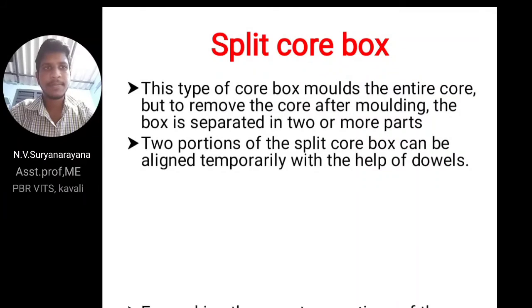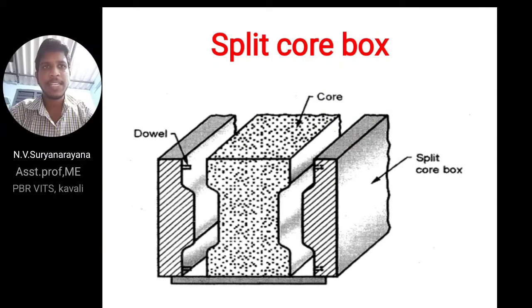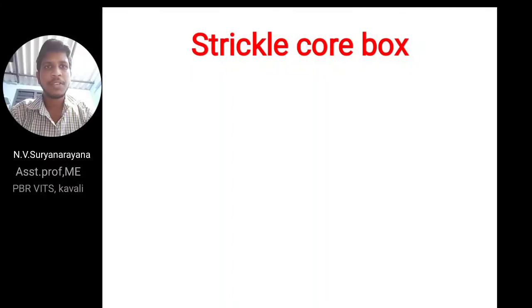Dowels. For making the core, two portions of the split core box are joined and then sand is rammed. This one is the split core box. After preparing all the mold and removing the mold part, the box is separated into two or more portions by using dowels.